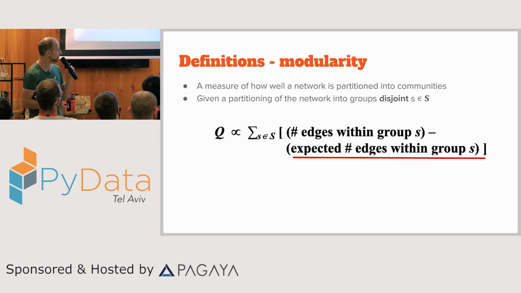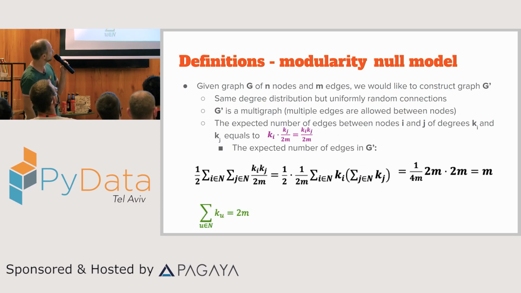So the expected number of edges, how do we find it? We'll define something that is called a null model. Given a graph with n nodes and m edges, we would like to construct a new graph G' with the same degree distribution. And G' is a multigraph, which means that between two nodes, there can be a few edges. We say that the expected number of edges between nodes i and j is the multiplication of their degrees, k_i and k_j, divided by 2m. If you remember anything about graph theory, this is quite an important formula, which means that if we sum all the degrees in a graph, we get twice the number of edges because each edge is counted twice.